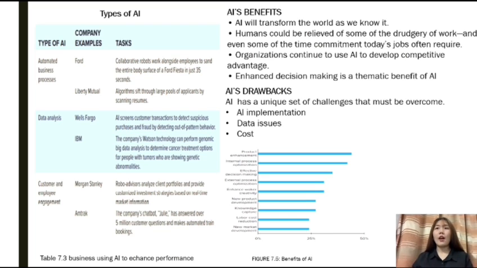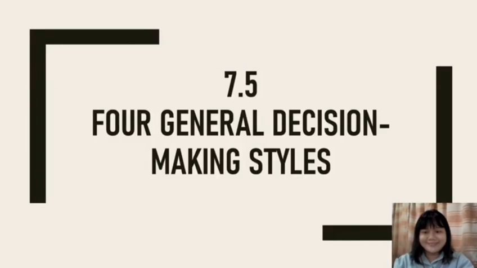AI drawback. AI has a unique set of challenges that must be overcome. First, AI implementation. Second, data issue. And third is cost. The graph behind it shows the benefits of AI. 7.5 for general decision-making time.